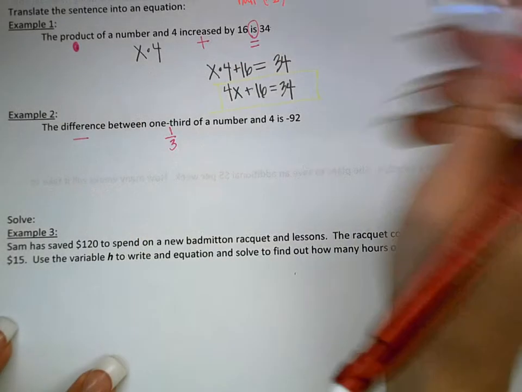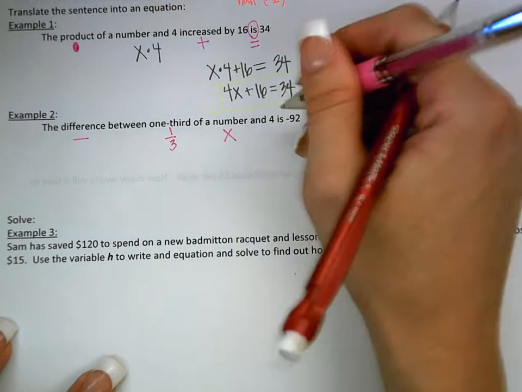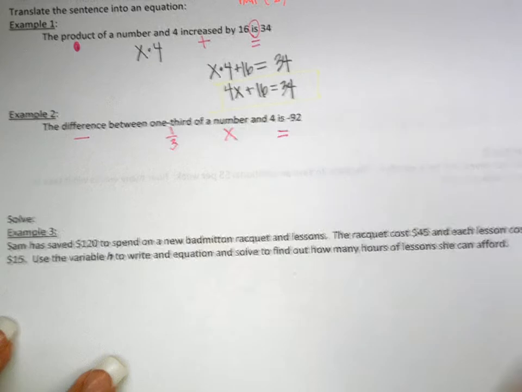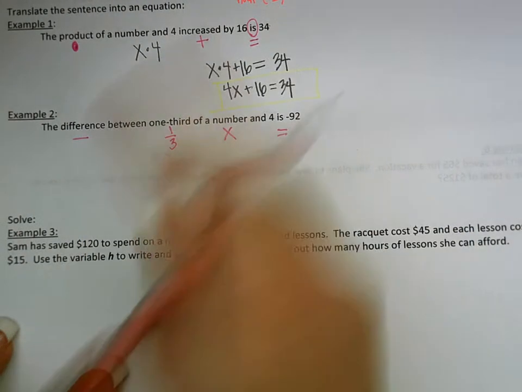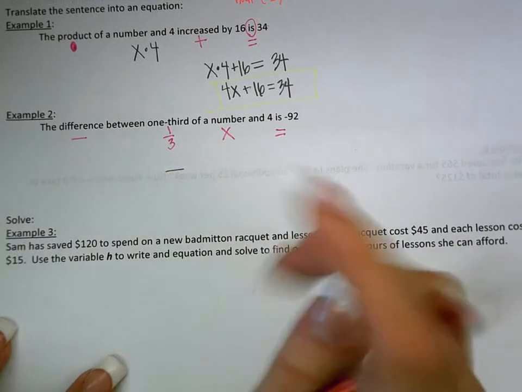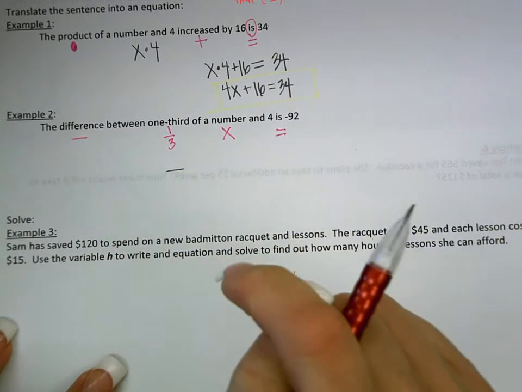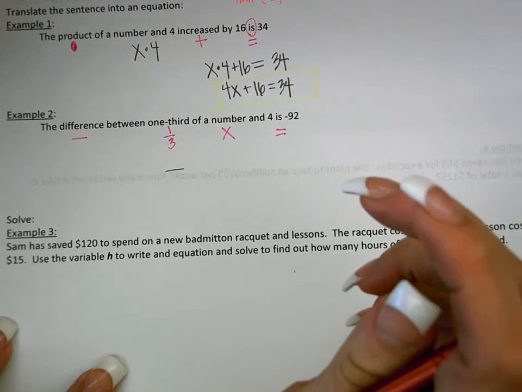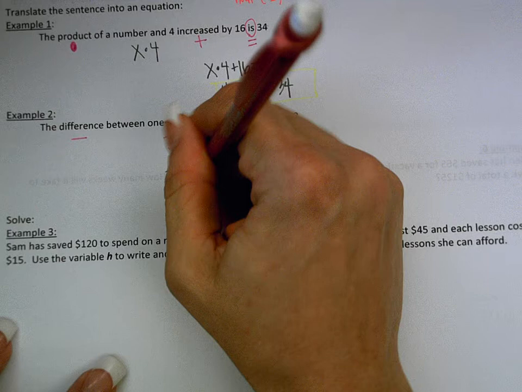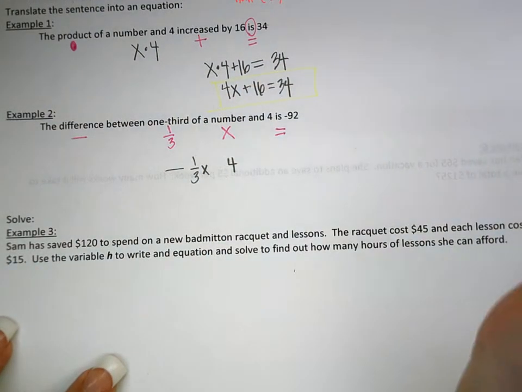The difference between 1/3 of a number, so we said our number was x, and 4 — "is" means equals. So let's actually write our equation. The difference between 1/3 of a number, so where do you think the 1/3 and the number goes? In front or after the negative? Front. If you wrote it after, it'd be 1/3 of a number and 4. Well, that doesn't make sense, right?